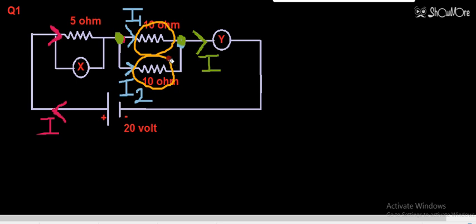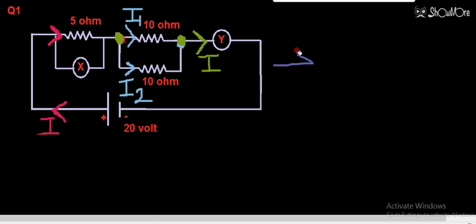So now I have to combine these two resistances. What I am saying is that this 10 ohm resistance will be in parallel with this 10 ohm resistance, so I have to combine these two. Now see the next diagram.